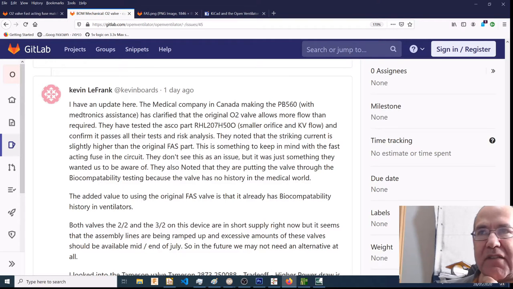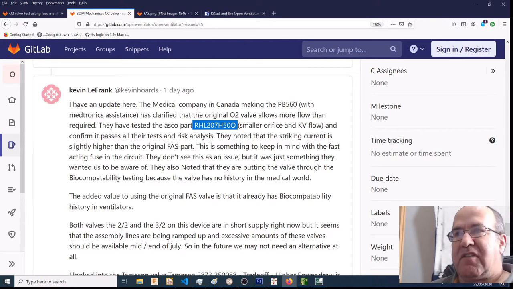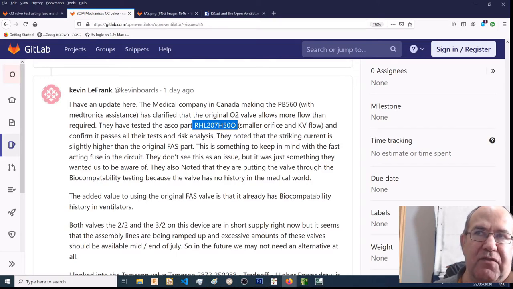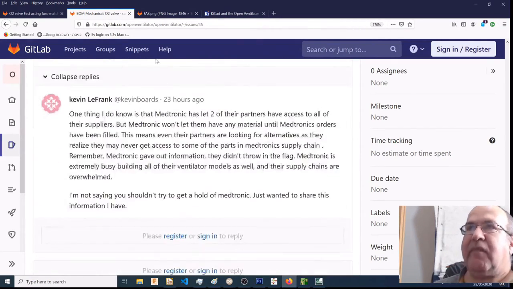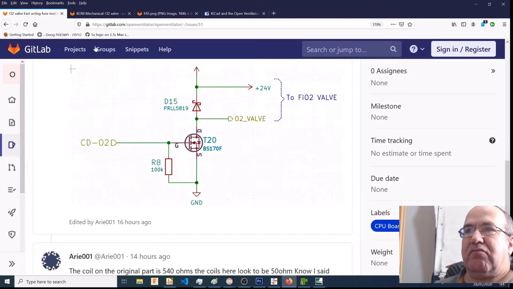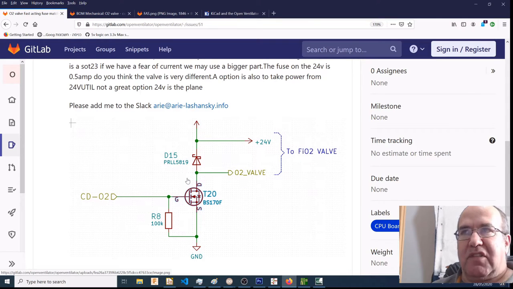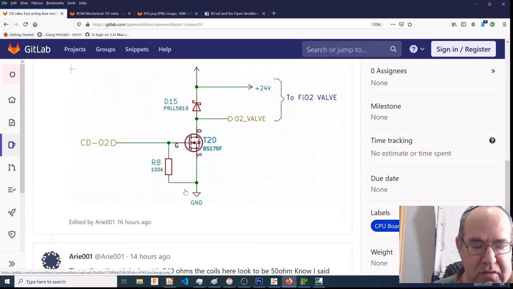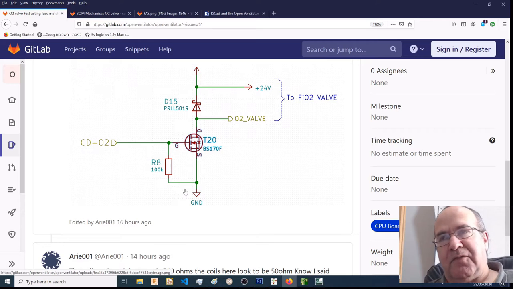Yesterday, somebody in Canada, who is working for a company in partnership with Medtronic, approved a substitute part. This substitute part is an RHL207H50O. Which gets me to the current issue. The original part had a 150 ohm coil on it, and the substitute part has a 50 ohm coil.